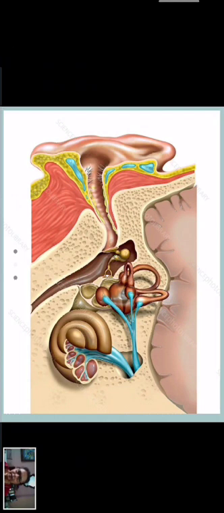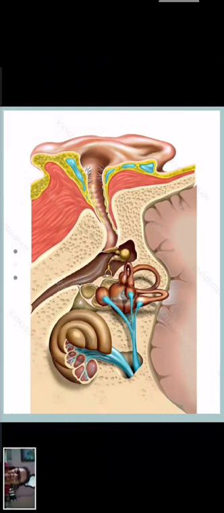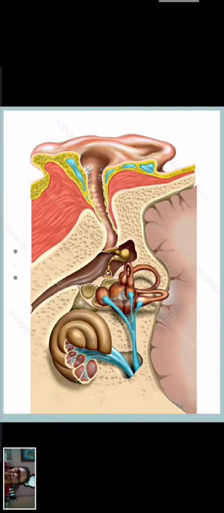And another muscle, the stapedius muscle, is attached to where? Foot plate of stapes. And what is the function of this? It lessens the extra movement of the foot plate. It is supplied by the facial nerve, a branch of the facial nerve.